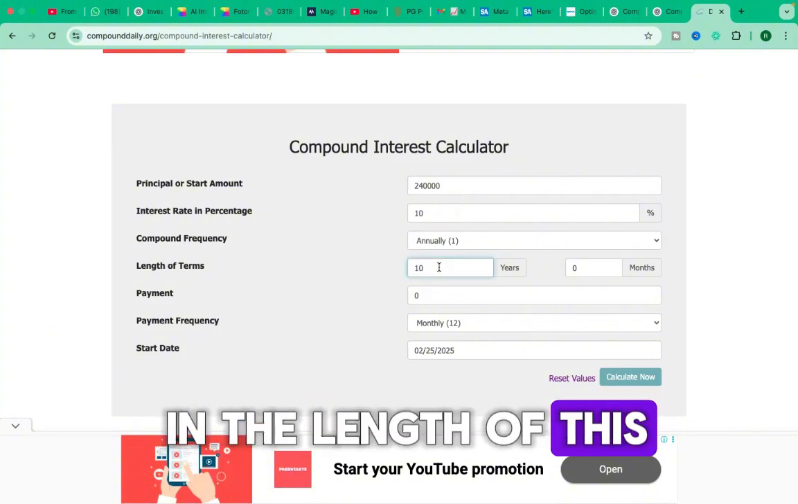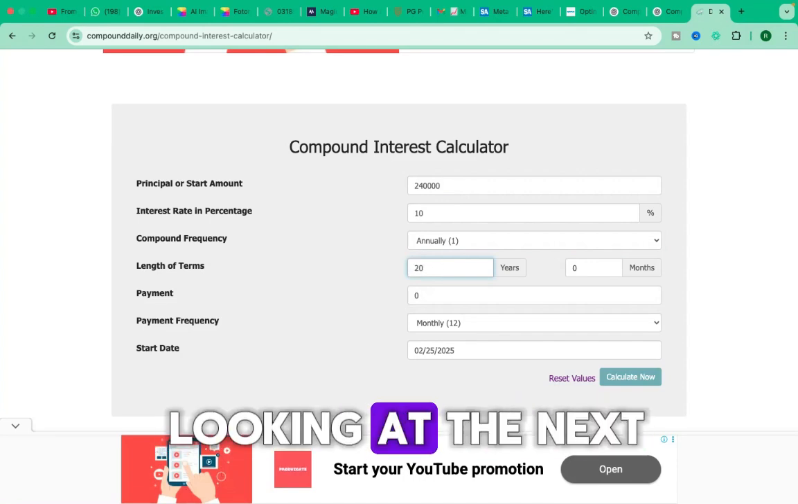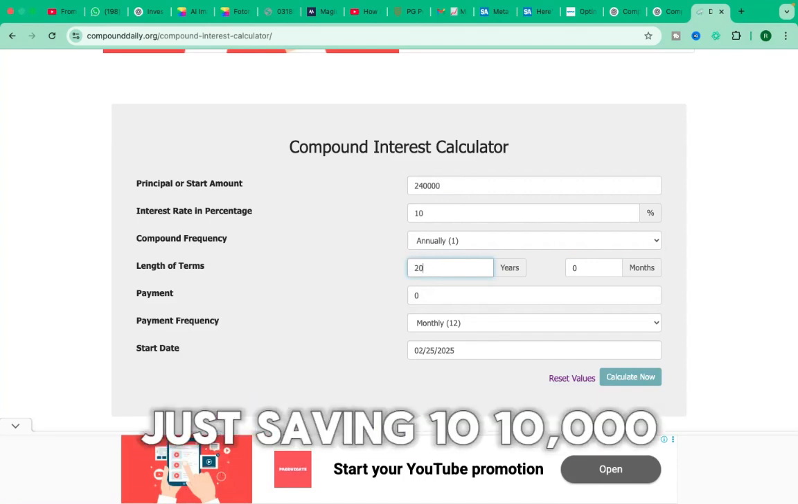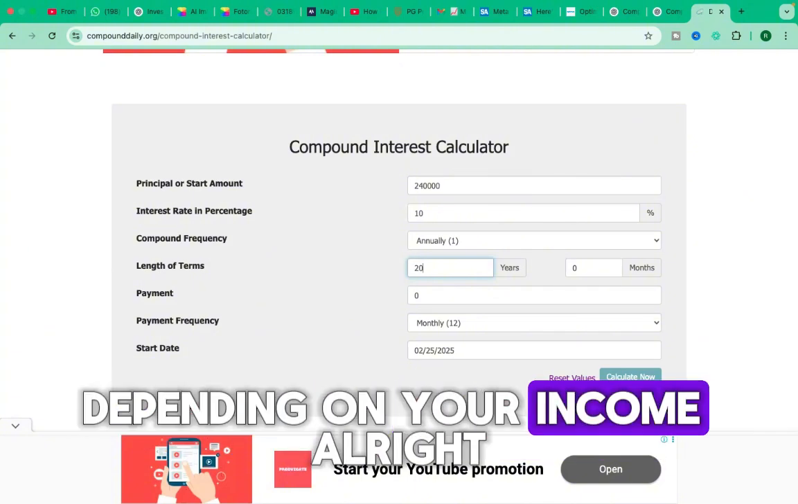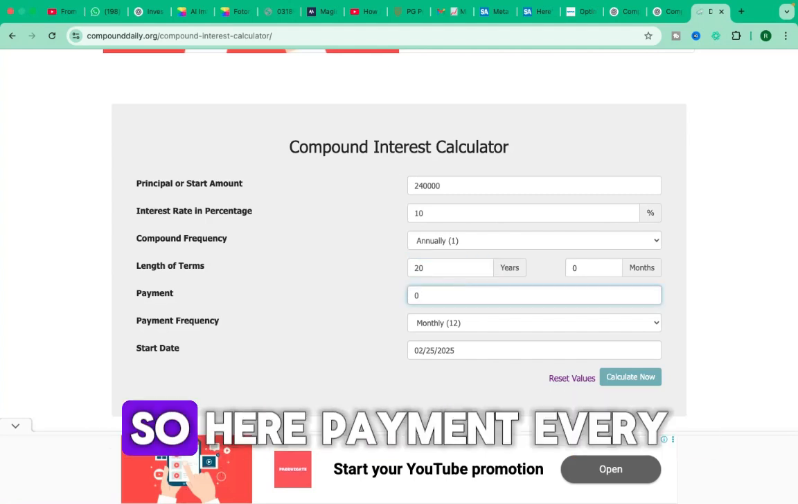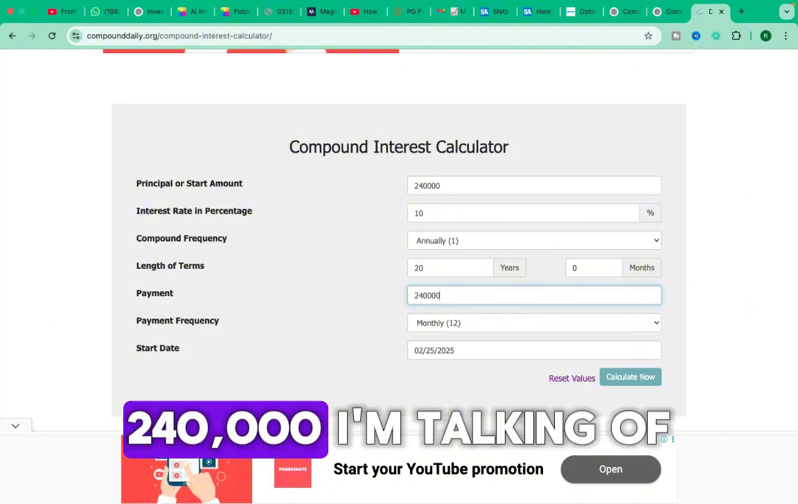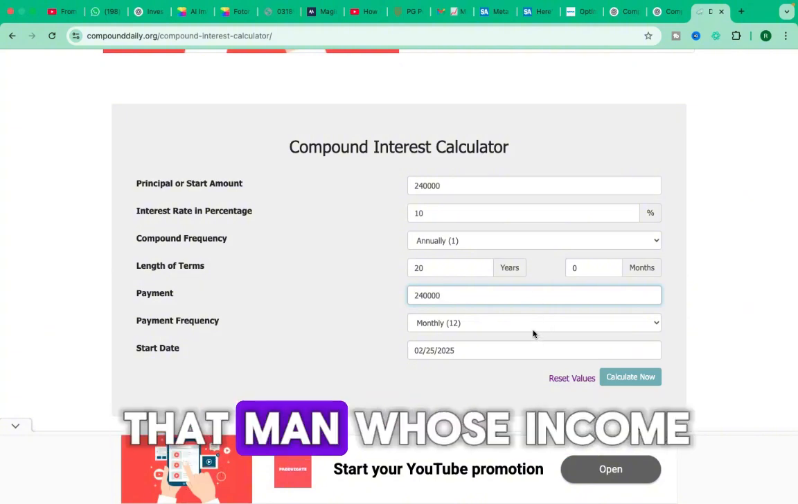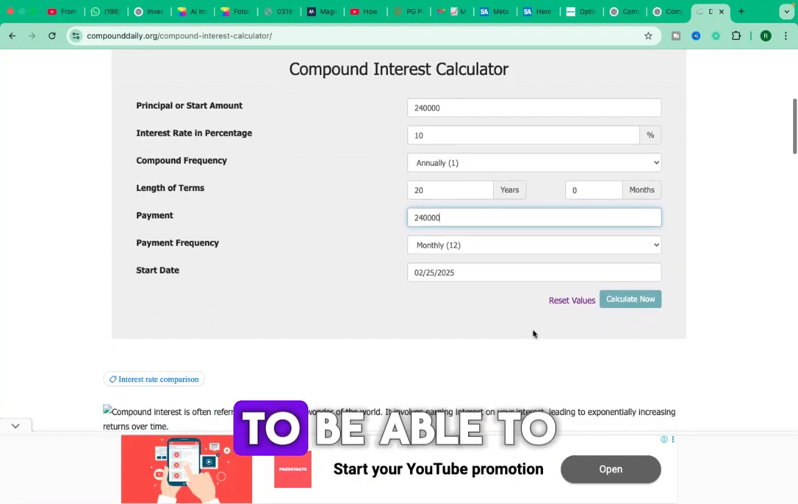In the length of this, how many years am I looking at? Let's say I'm looking at the next 20 years, just saving 10,000 naira monthly, depending on your income. If you have a bigger income, then you should be doing more. So here, every year, I will put in that 240,000. I'm talking of that man whose income is very low. So you have to even raise money from the cooperative to be able to do this.